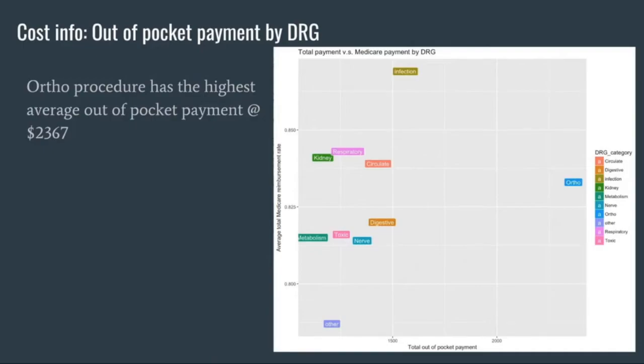And this shows the out-of-pocket payment by DRG. Out-of-pocket payment means the total amount charged by the hospital minus the total amount reimbursed by Medicaid. It shows that the ortho procedure usually has the highest average out-of-pocket payment, at an average of $2,367.